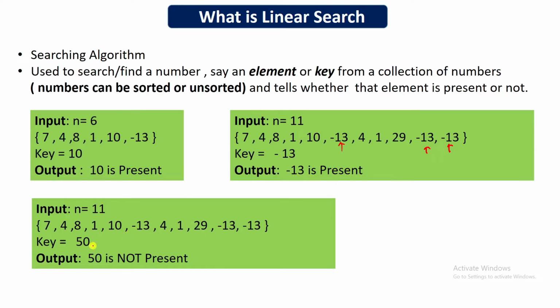But let's say you want to find the number 50, and in this collection of numbers 50 is not present. So my output by linear search will be that 50 is not present. I hope you have understood what the input for your linear search algorithm is and what the output given by your linear search will be. Now let's see how this linear search algorithm will actually work and how it will be able to find a number inside a collection.